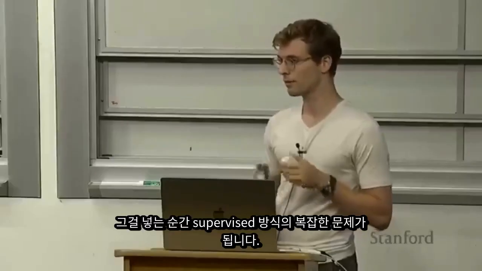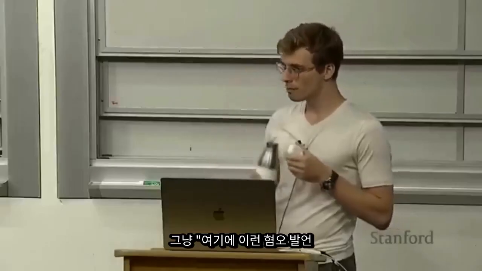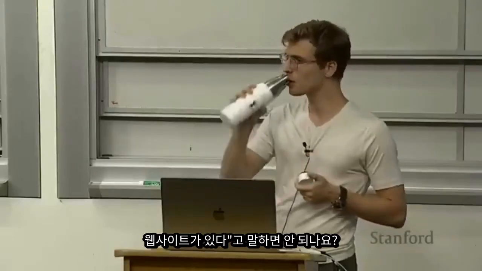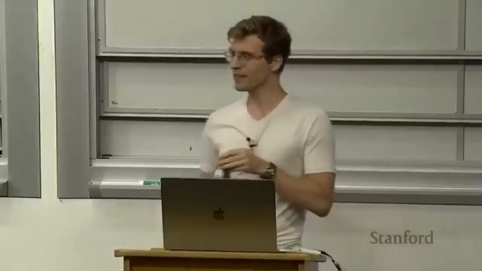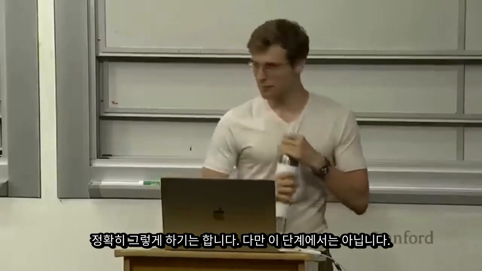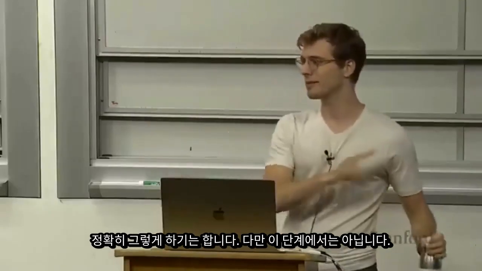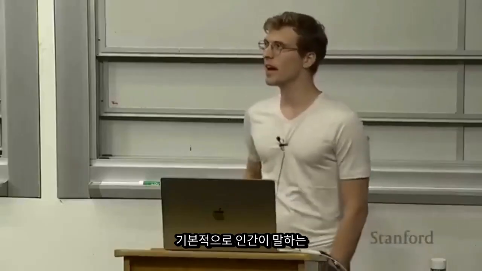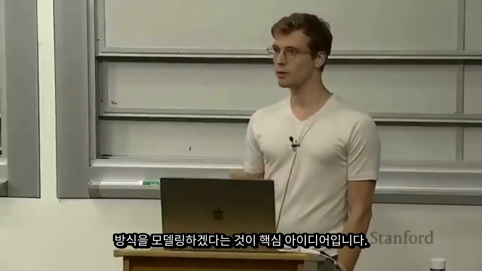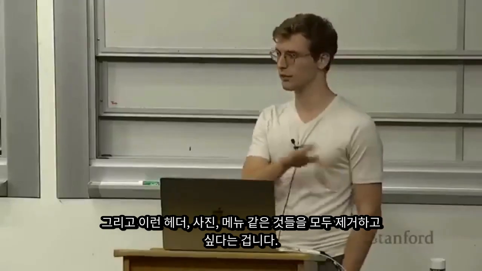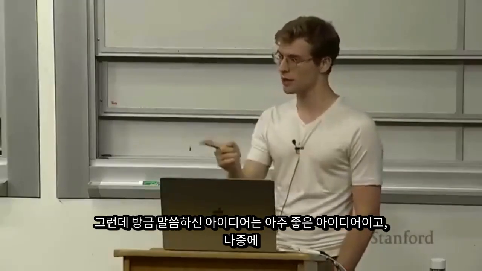Yes? Why do we filter out undesirable content from our data set instead of putting it in as a supervised loss? Can we not just say, here's this hate speech website, let's actively penalize the model for generating it? We'll do exactly that, but not at this step. That's where the post-training will come from. In pre-training, the idea is just to model how humans speak, essentially, and I want to remove all these headers, footers, and menus and things like this. But it's a very good idea that you just had, and that's exactly what we'll do later.